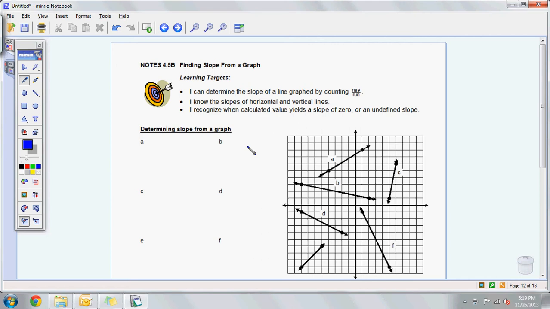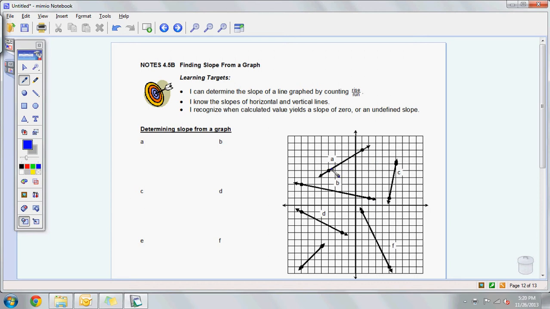Right, so we're going to talk about finding slope, which you know how to do from a formula, but today you're going to find slope by looking at a graph. So you might see some lines here, and your job today is going to be finding the slope of the line, the rise over run, just by looking at it.